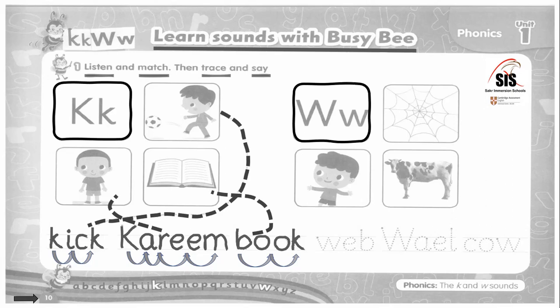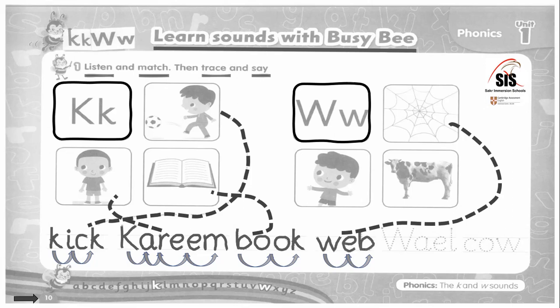Next, we have web. It's web. Which picture is the web? Excellent. I can see here next to letter W the picture of the web. Match it to the web and then trace the word.